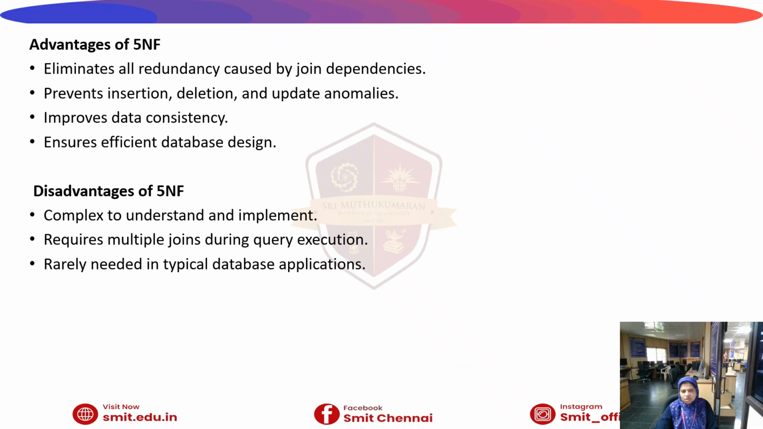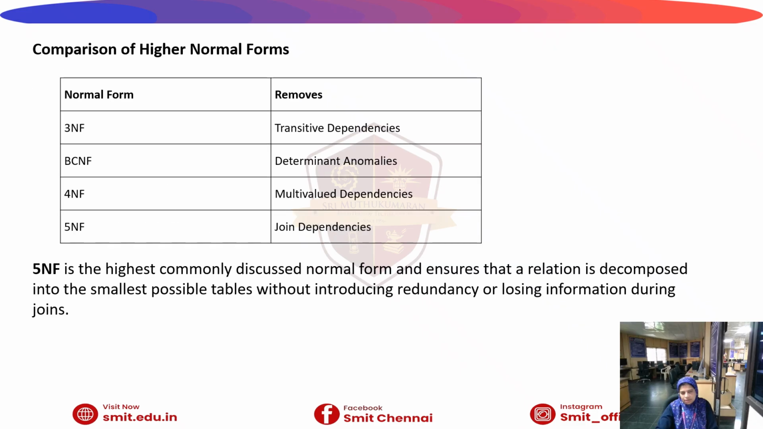Now the advantages and disadvantages of fifth normal form. It eliminates redundancy caused by join dependencies, prevents insertion and deletion anomalies, improves data consistency, and ensures efficient database design. The disadvantages: it is very complex to understand, requires multiple join query executions, and is rarely needed in typical databases.